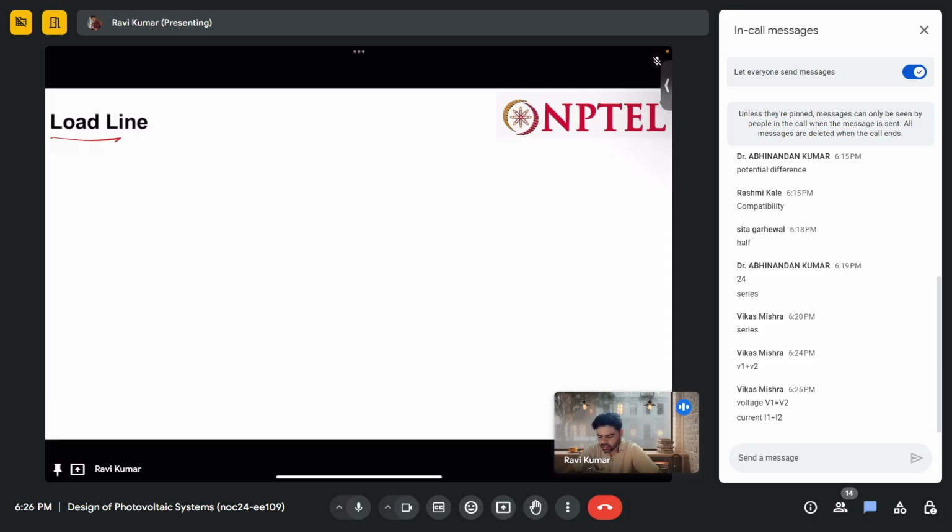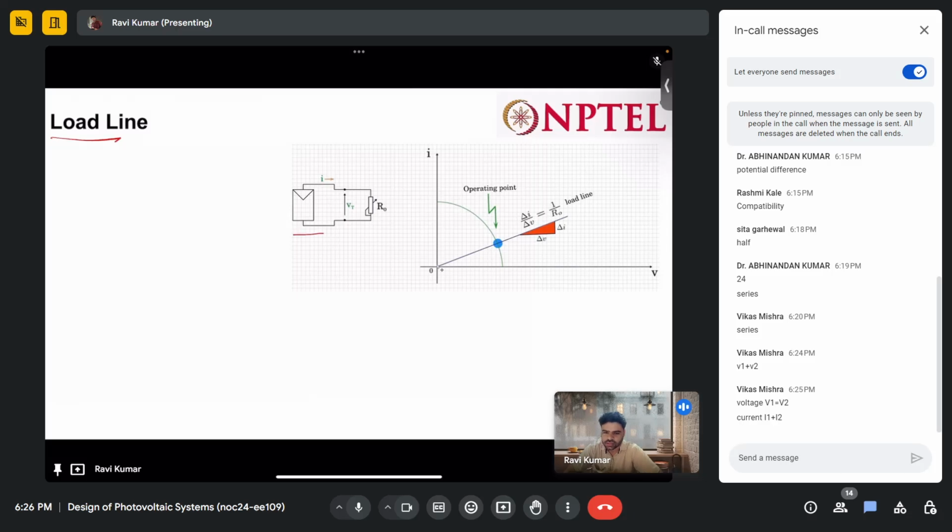So we have a solar module or solar cell, and one load is connected. Here the load is R naught, that is the resistance R naught. In this IV curve, if we draw a line like this and take the slope anywhere, this slope will be equal to 1 upon R naught. And this is known as the load line.